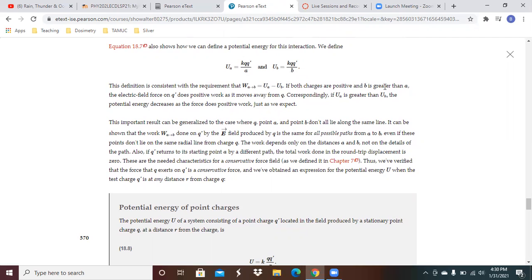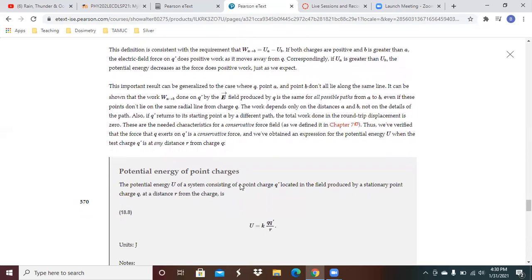If both charges are positive and B is greater than A, then the electric field force on Q prime does positive work as it moves away from Q. Correspondingly, if U sub A is greater than U sub B, then the potential energy decreases, just as you would expect.